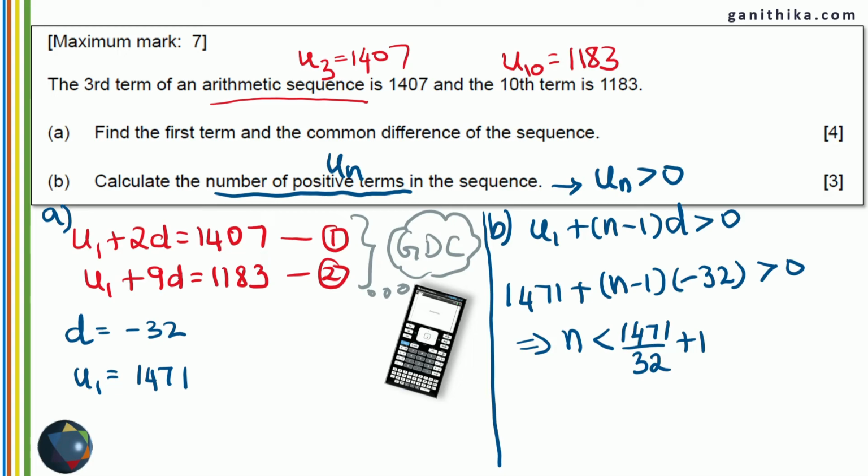n less than 1471 divided by 32 plus 1. Simplifying this using a calculator, you will get n is less than 46.96 etc. Again, n is a decimal. We cannot use 46.96 as your final answer. You have to think about what type of answer you should give here. You are looking for when Un is positive, for which values of n it will be positive. For all the values of n less than 46.96, it's going to be positive. That's what you have proved now. Therefore, the 47th value will be negative.